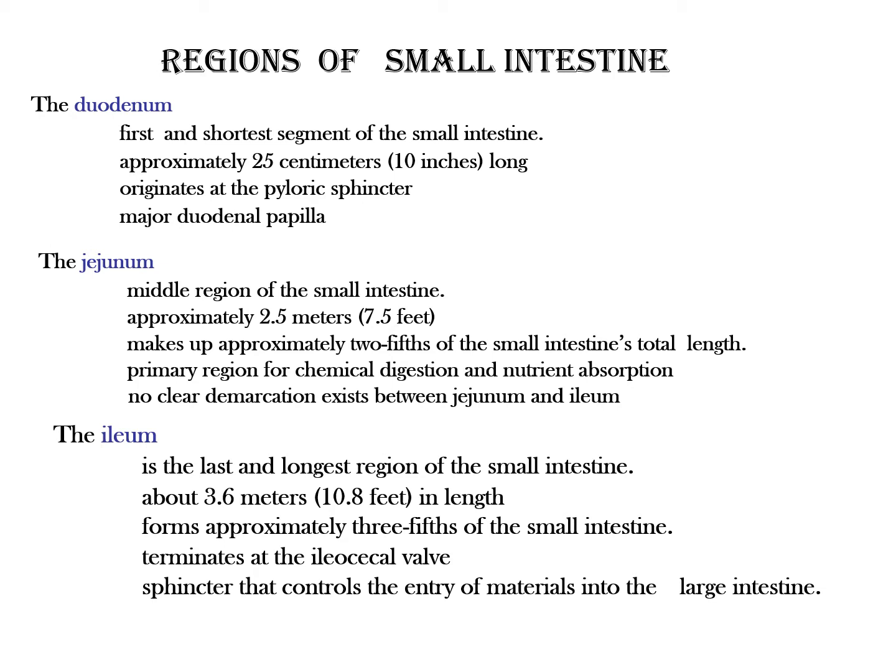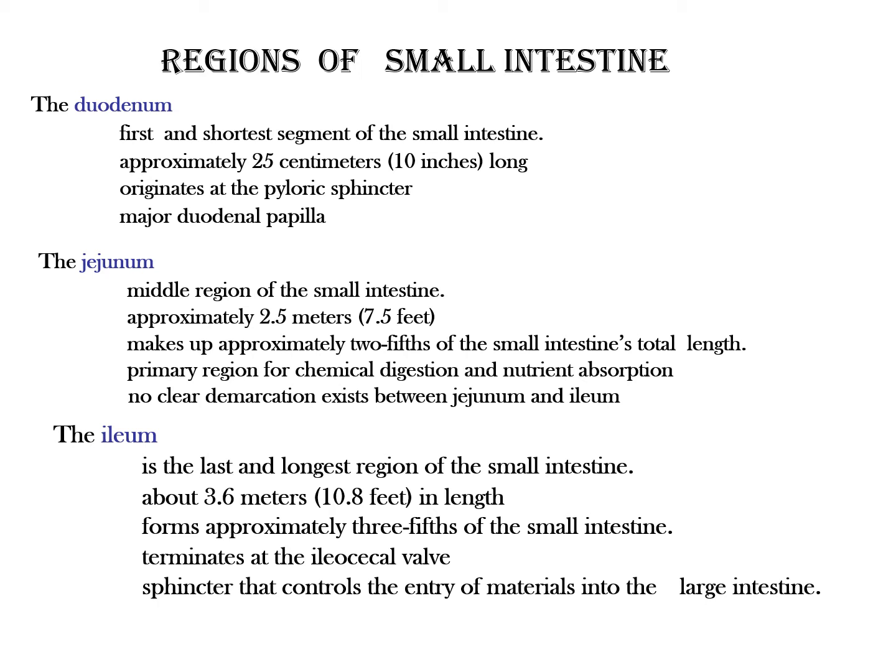It originates at the pyloric sphincter, and it has a major duodenal papilla, which is the part where the main pancreatic duct opens into the duodenum, and the pancreatic juices from the pancreas are released in this part of the small intestine. The second part is the jejunum.